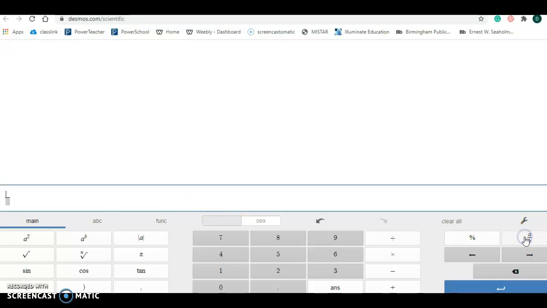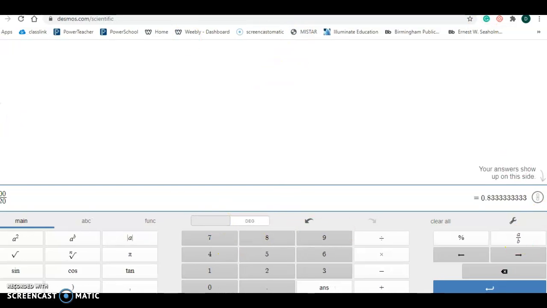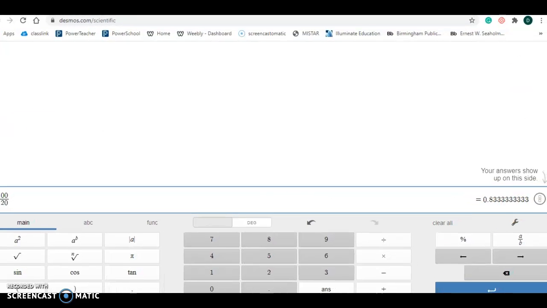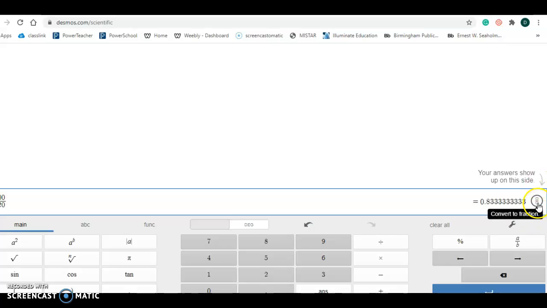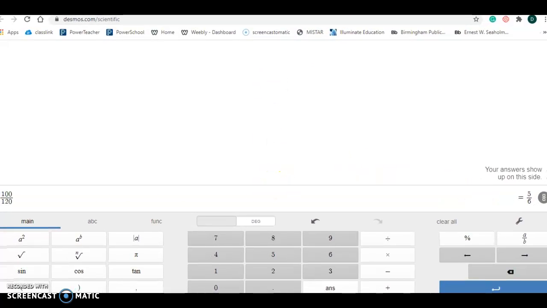So I can click that, and I can type in 100. And on the bottom, I can put 120. And here it shows you the answer of that fraction. So that fraction, 100 over 120, is actually 0.8333 repeating. Now if you want to see what that would be as a fraction reduced, you just click on this button. And that gives you 5 over 6. So you can also use this calculator to help reduce them. I want to make sure you have the tools to reduce final answers at the end of the day.